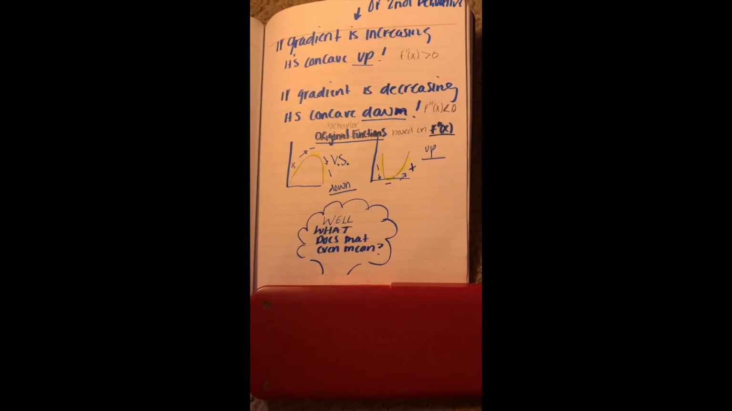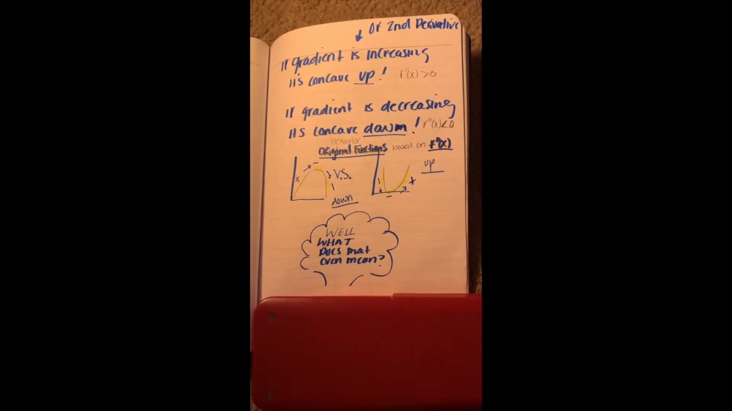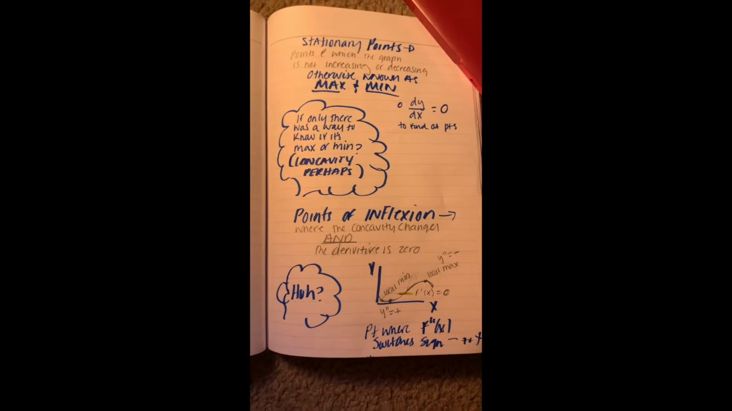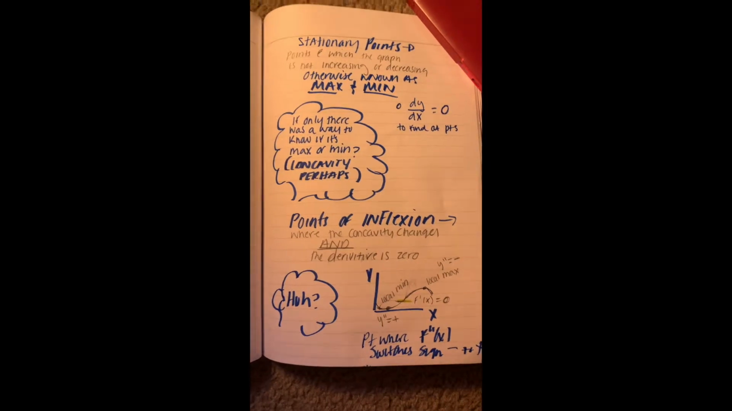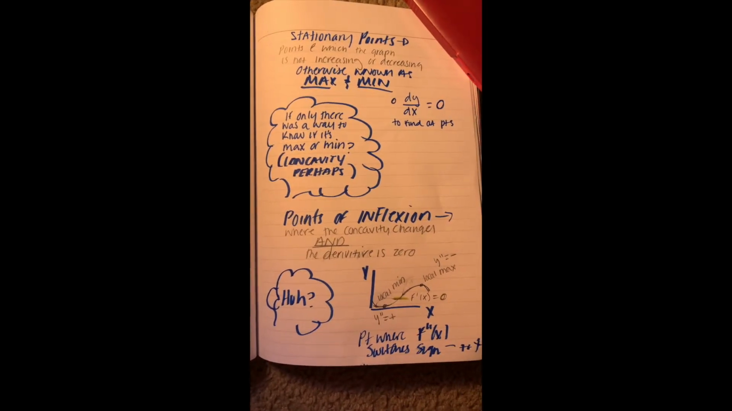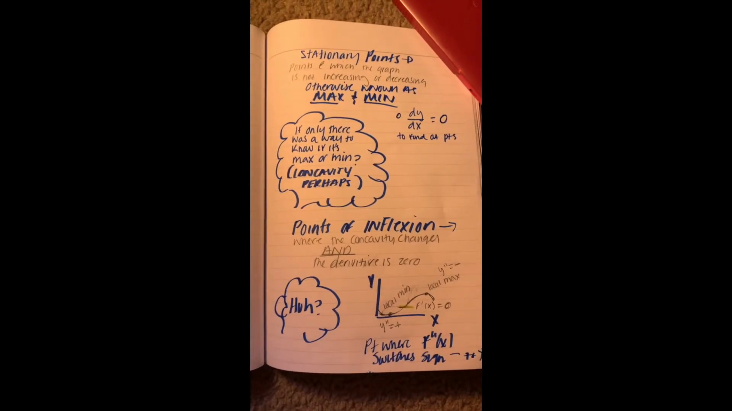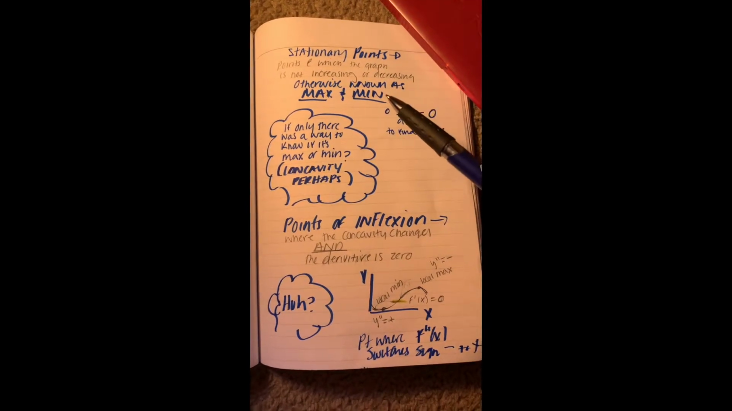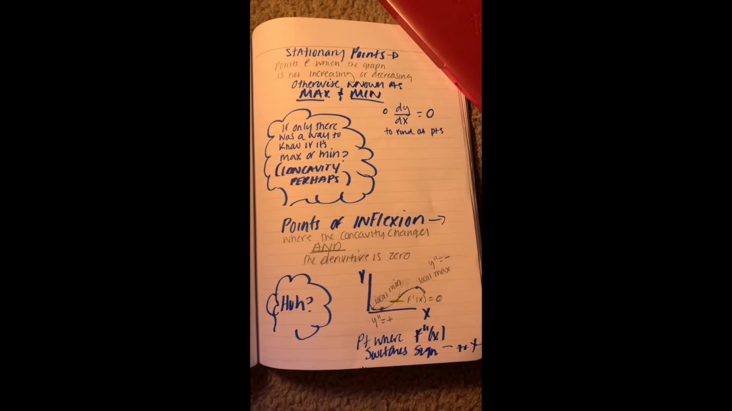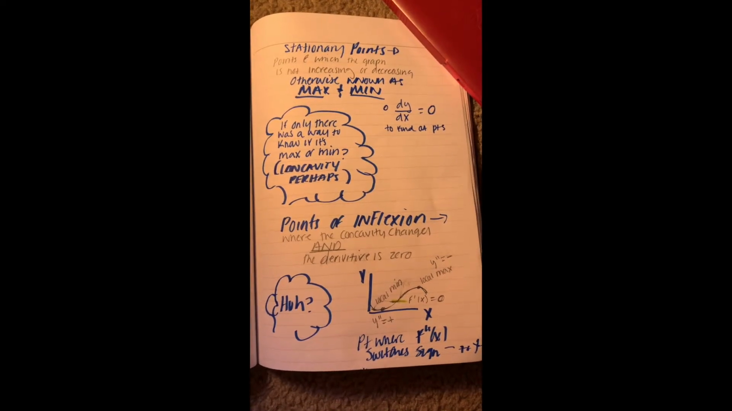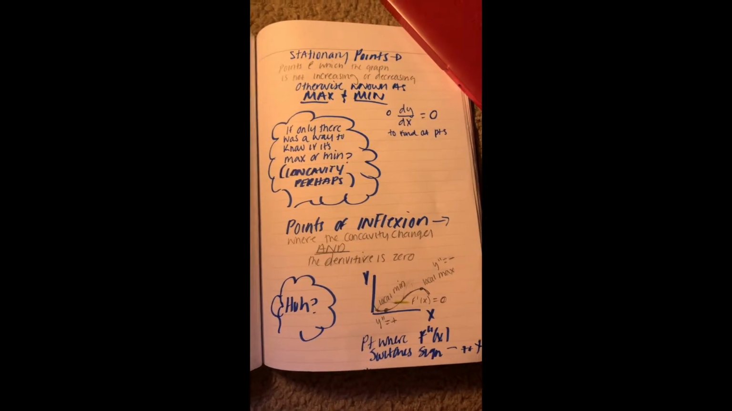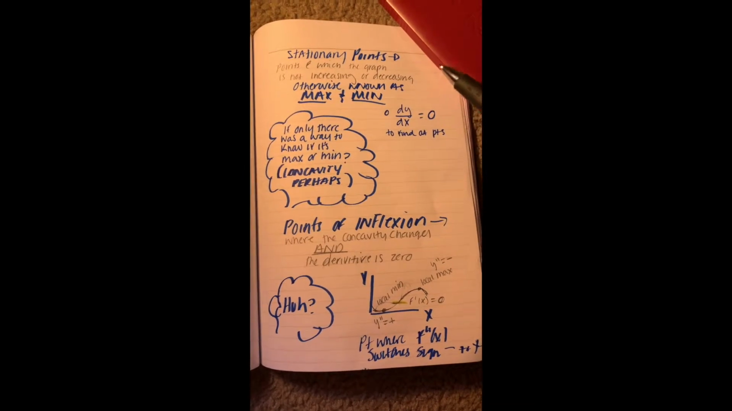But anyways, what does that even mean? How are we able to apply that? And that's what we're gonna get into. So one of the primary things that we can apply that information about concavity to is stationary points, which are the points at which the graph is not increasing or decreasing, and these are otherwise known as the maximum and minimum. So the local maximum and local minimum.